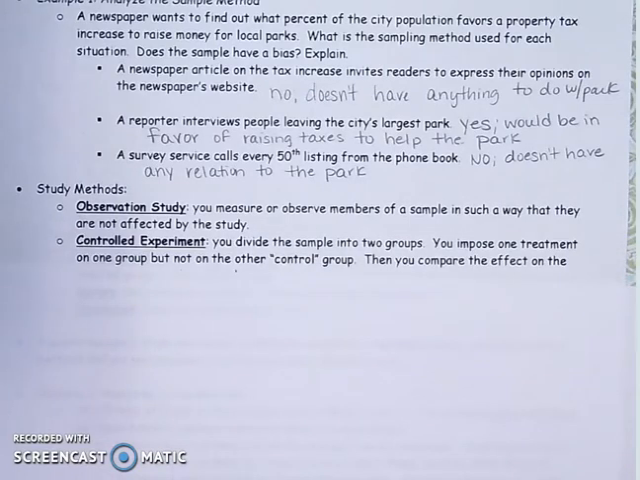The next one is a controlled experiment, and you might be more familiar with this in a science class. It's like you divide the sample into two groups. You feed one group a placebo, you feed the other group the actual medication, and see how it affects each group. So a control is the group that doesn't get the actual medicine, and the other group is your experimental group, and they get the actual medicine. When you compare the two, that is a type of study.